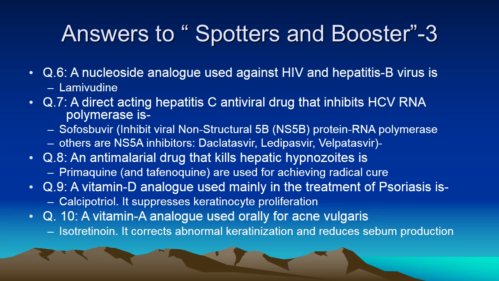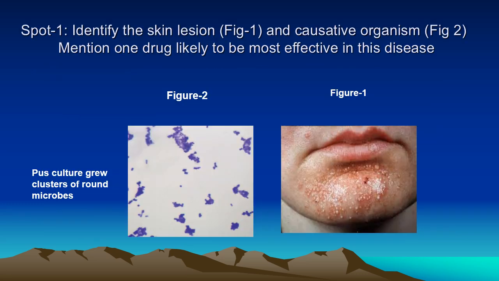Question 9 is a vitamin D analog used mainly in the treatment of psoriasis. It is calcipotriol, which suppresses keratinocyte proliferation. Question 10, last, is a vitamin A analog used orally for acne vulgaris when it is extensive. The answer is isotretinoin. It corrects abnormal keratinization and reduces sebum production. We must remember it is highly teratogenic.